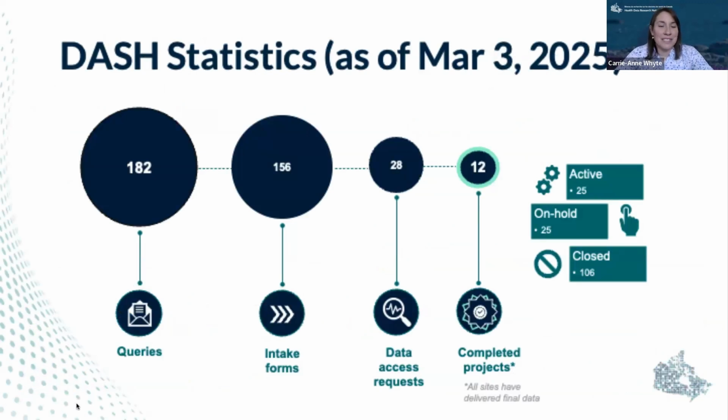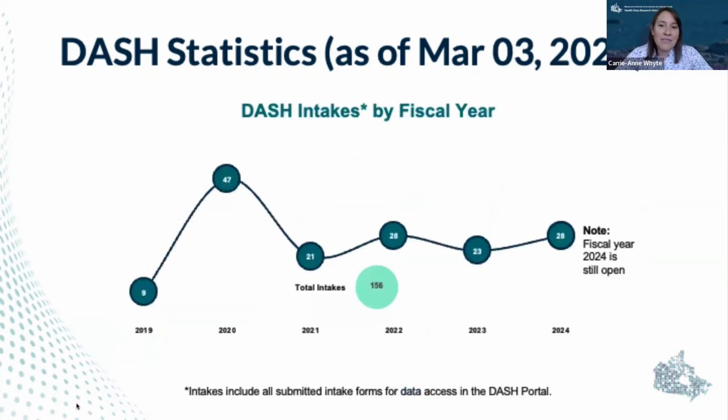Next slide, please. So to date, DASH has supported over 180 client queries. We've provided advice, feasibility assessments, as well as cost estimates for over 150 projects. Formally, we've supported over 28 data access requests, and we've completed about 12 multi-regional research projects to date, and more to come. Next slide. On average, we see about 25 requests for intakes each year. So that's when we provide project feasibility assessments and cost estimates.